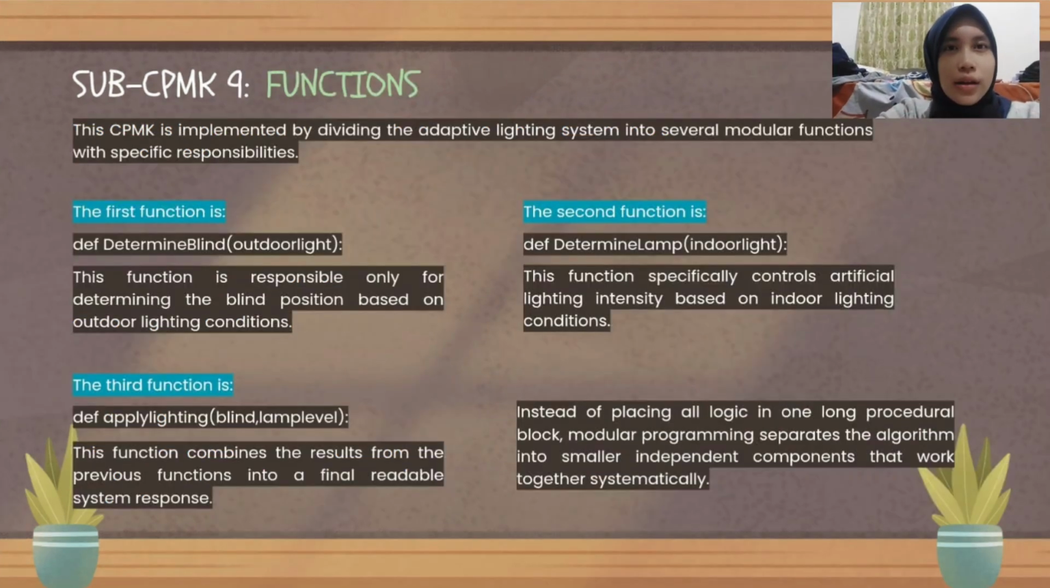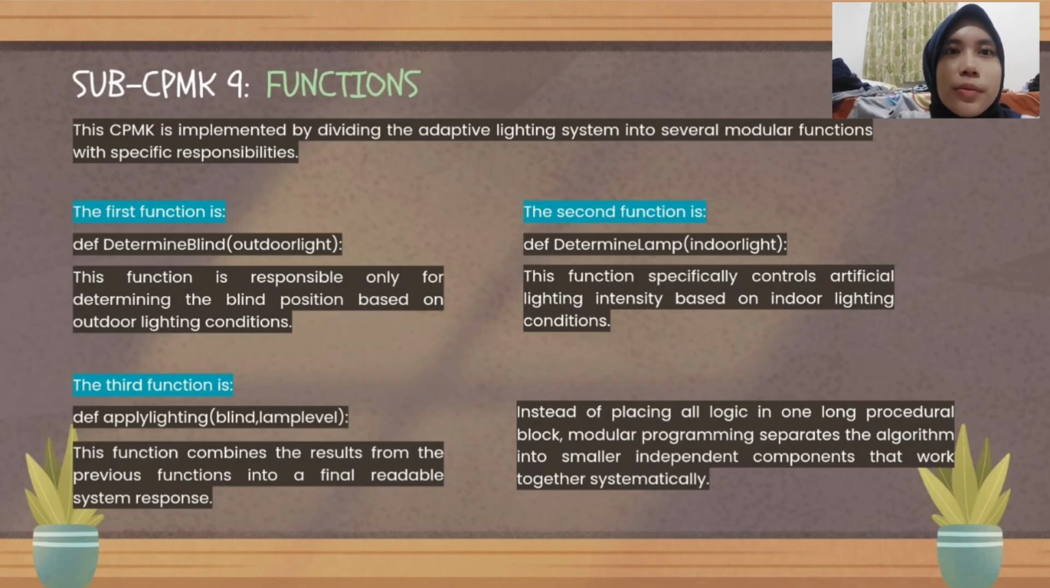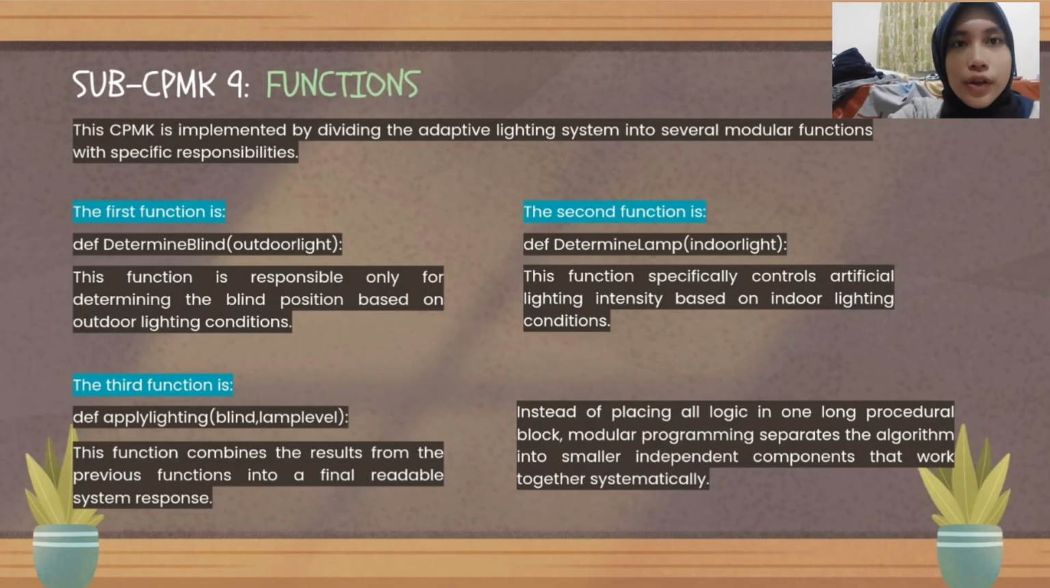Thank you. On this slide, we explain the functions used in our adaptive classroom lighting system. First, we divide the system into smaller modular functions, so each function has a specific responsibility. The first function is determine_blind, using outdoor light. This function decides the position of the blinds based on the outdoor light intensity. For example, if the sunlight outside is too strong, the blinds will close.